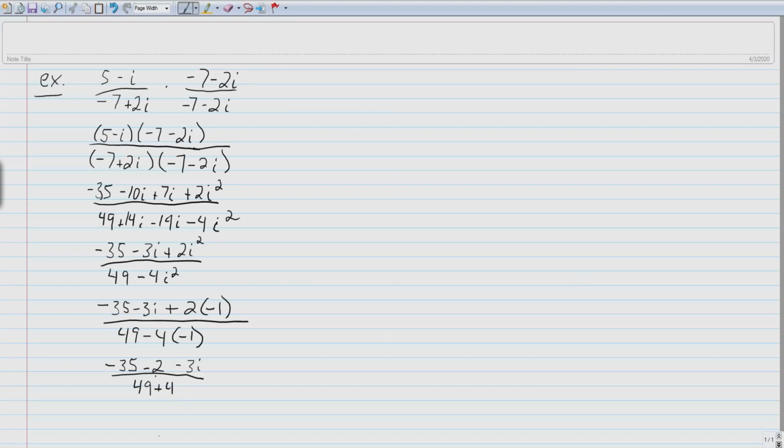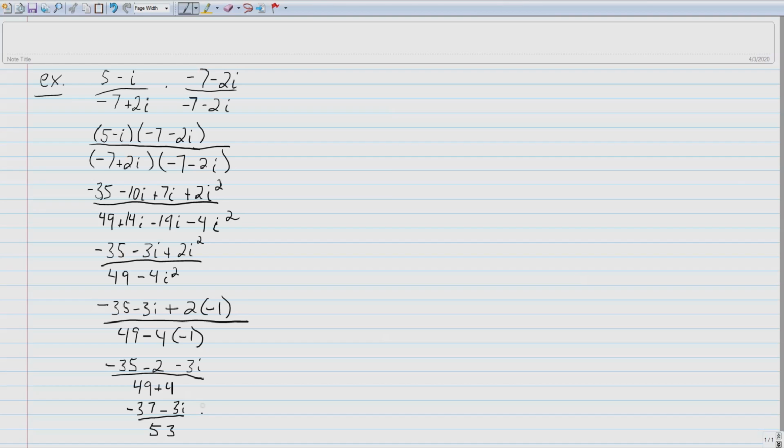Of course, you can add those ahead of this. You don't have to write all this. Negative 35 minus 2 is negative 37. So that's negative 37 minus 3i in the numerator. 49 plus 4 would give you 53 in the denominator. And that gets rid of the i imaginary part in that denominator.